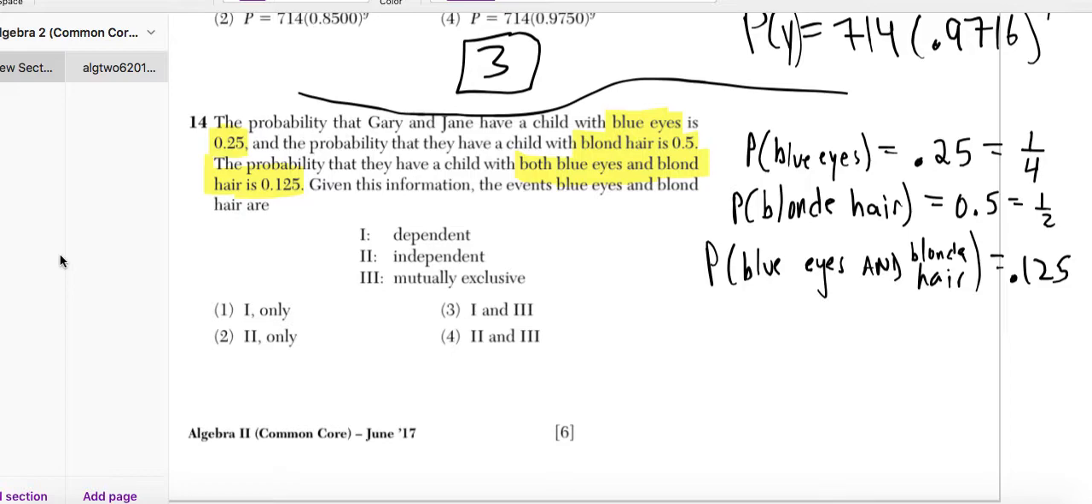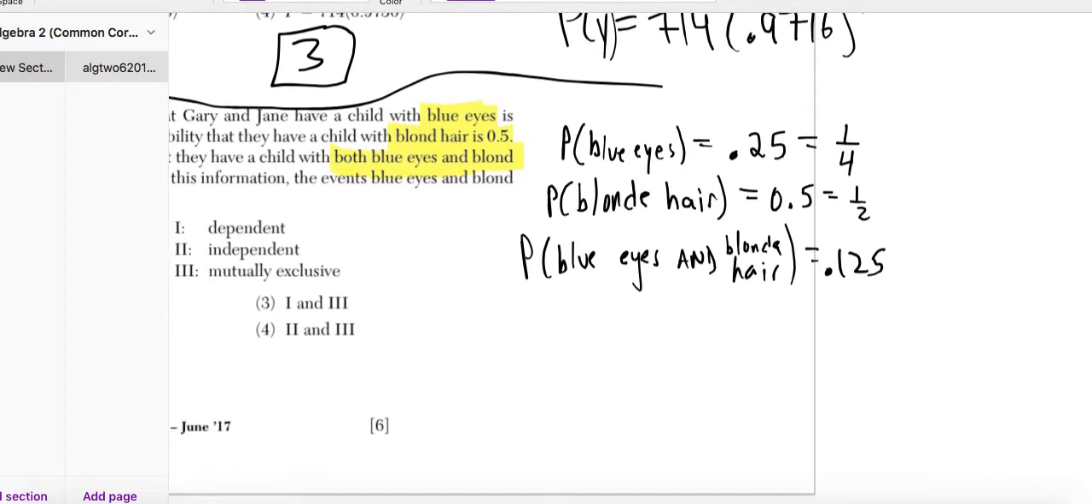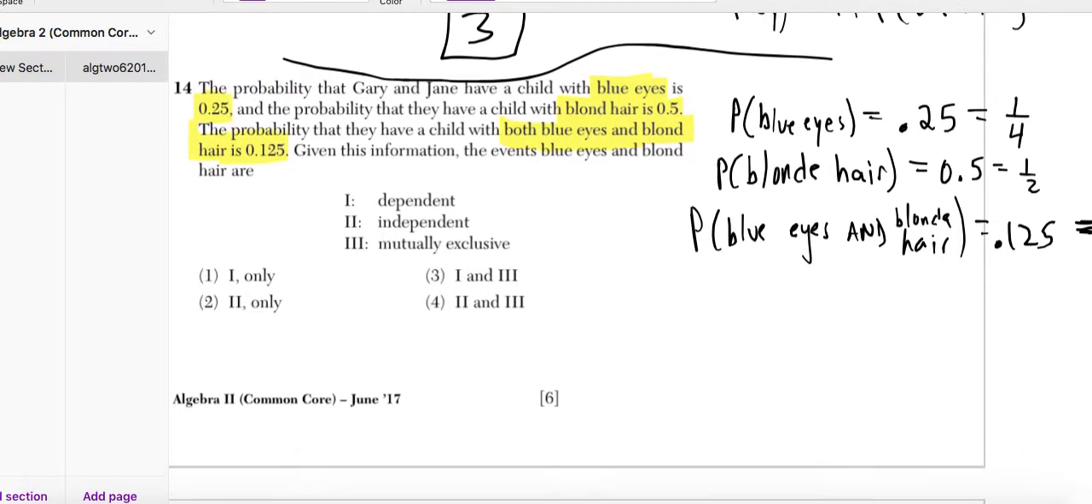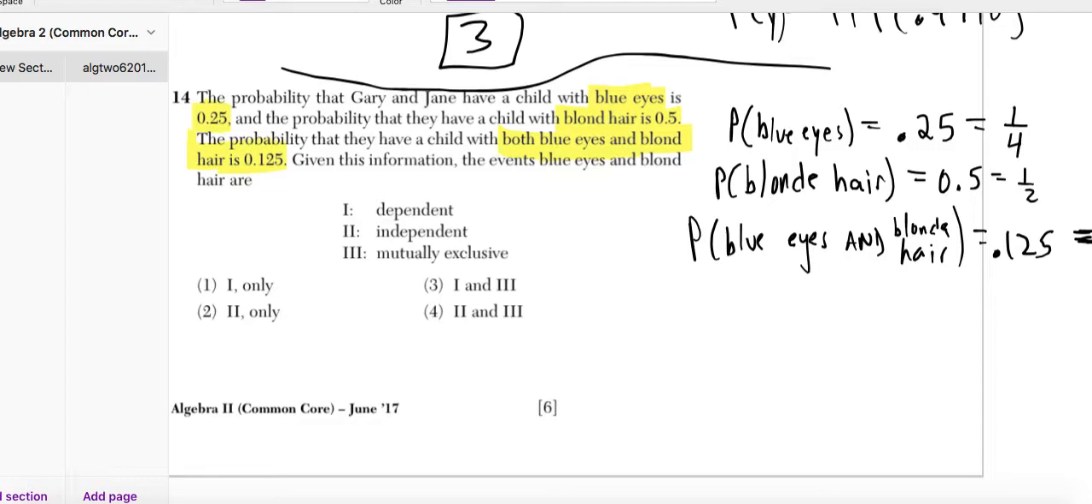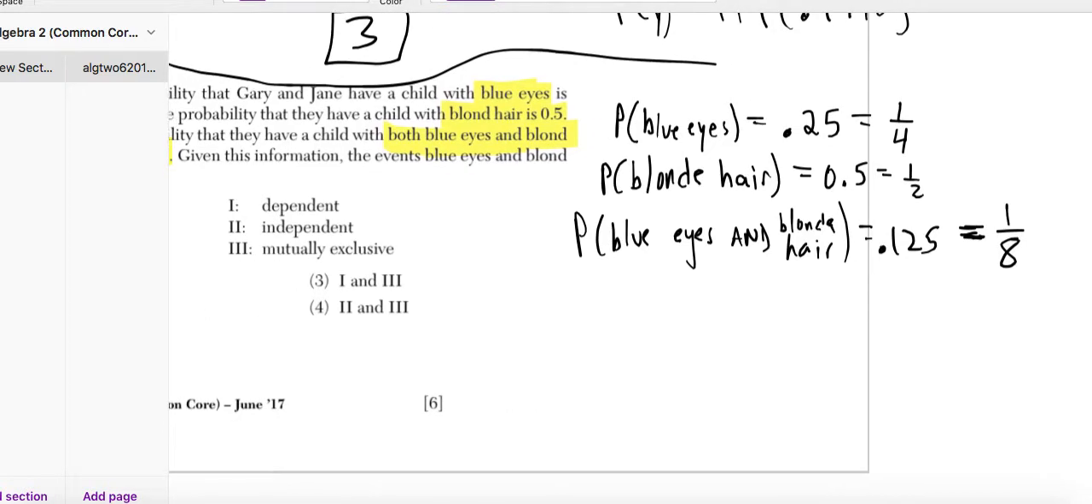Alright guys, I'm back and the computer's charging. So the probability that the child will have both blue eyes and blonde hair is 0.125, which is 1/8. Now you didn't have to convert them into fractions, but I felt like it would be easier to work with. Alright? So given this information, the events blue eyes and blonde hair are mutually exclusive, dependent, or independent. If they were mutually exclusive, they cannot happen at the same time. That's option 3. Mutually exclusive means they exclude each other. They do not happen at the same time.